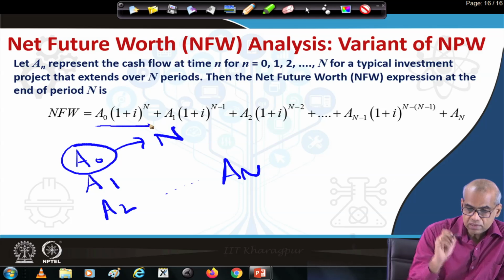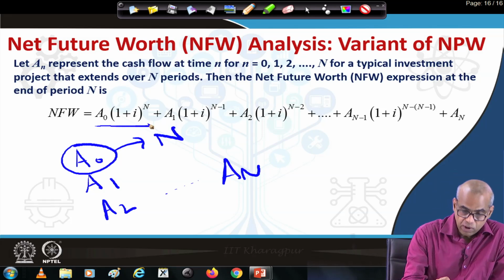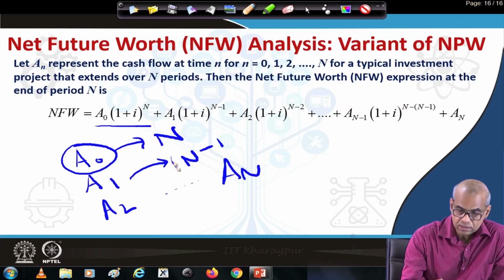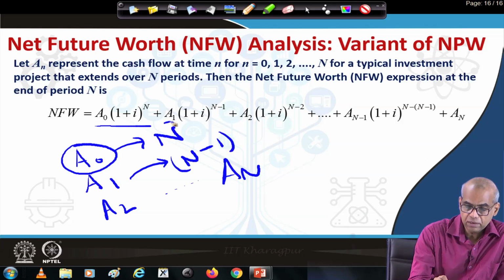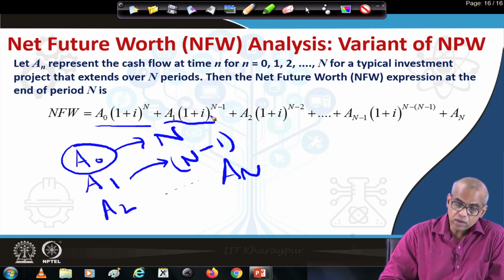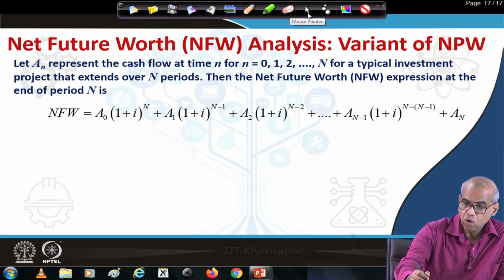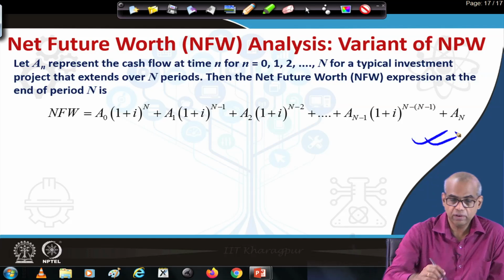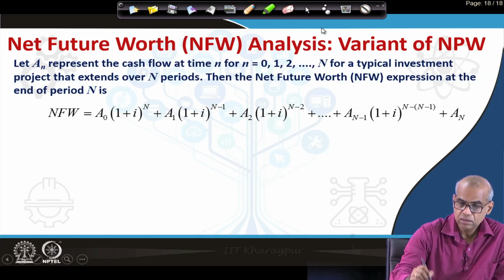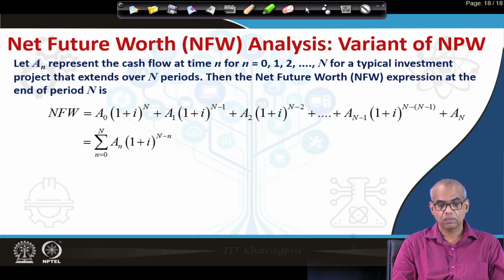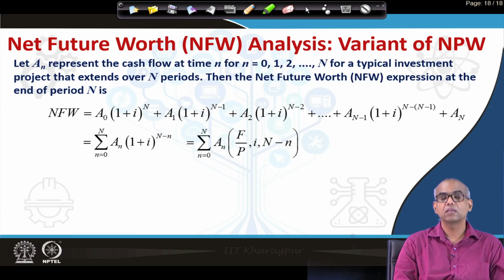So, A0 into (1 plus i) to the power N, but A1 is being used for N minus 1 years. So, the net future worth for this A1 will be A1 into (1 plus i) to the power N minus 1. So, this way you can compute for all these A0, A1, A2 up to AN, and you will get this series, which you can write using summation notation in a compact form as this. You can also write it as F by P factor.